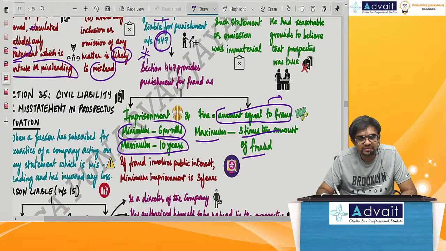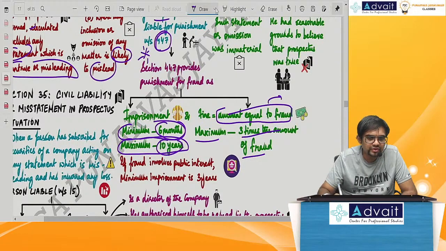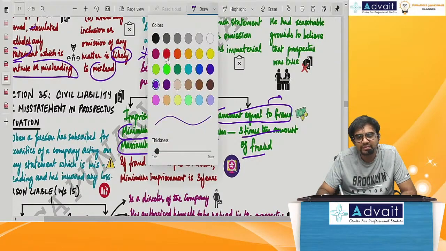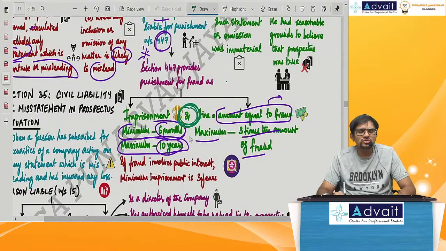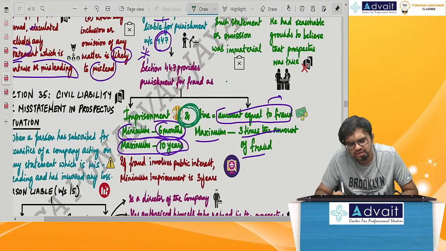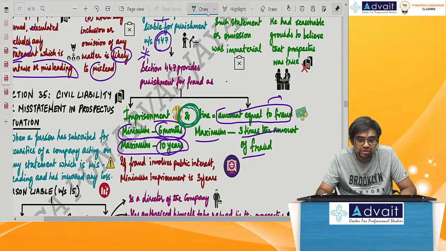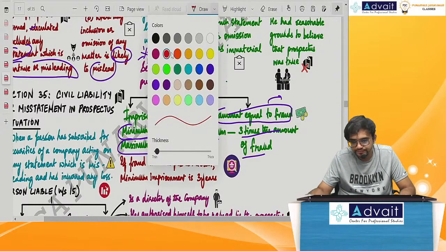So basically imprisonment is what, guys? Minimum 6 months, maximum 10 years. Mind you, you can never escape imprisonment by paying fine, because the act uses the word 'and'. Not only do you have to pay fine, but also you will be imprisoned.